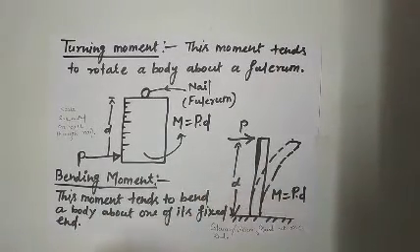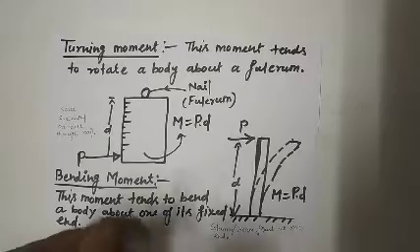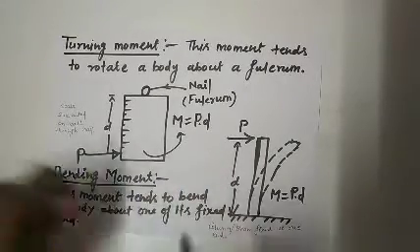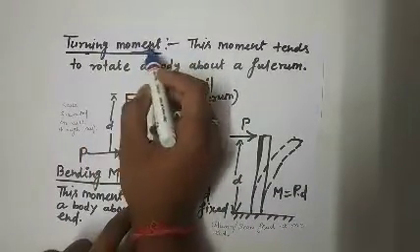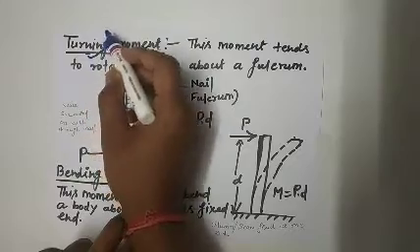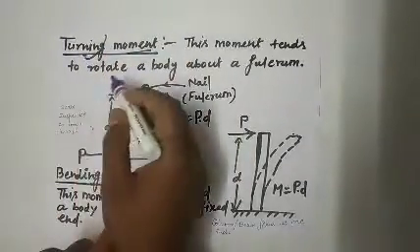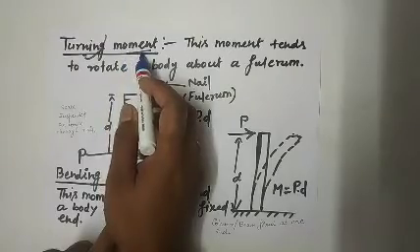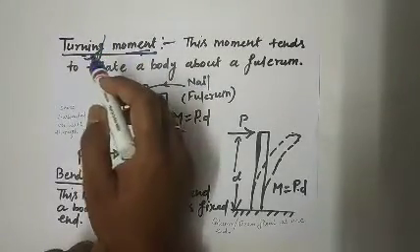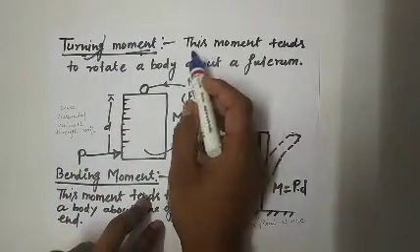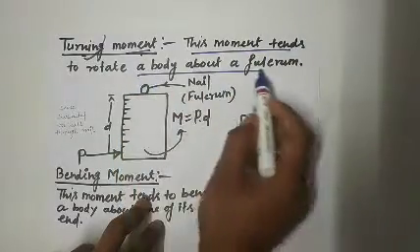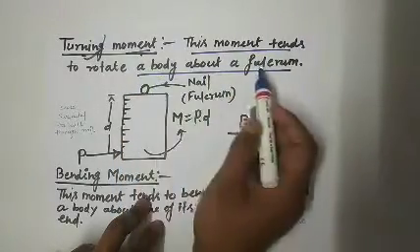Now, what is turning moment? We know that moment is just the turning effect of force. Then what is turning moment? This moment tends to rotate a body about a fulcrum. As the name refers, the moment effect of force is just about to turn the body about a fulcrum. Simply, when the moment effect is simply turning, then this is known as turning moment. So, ideally, turning moment tends to rotate a body about a fulcrum.